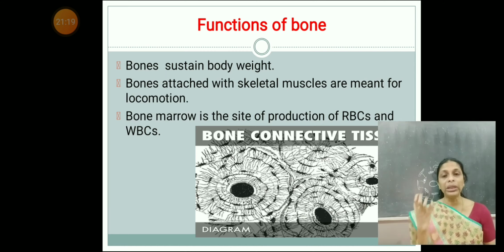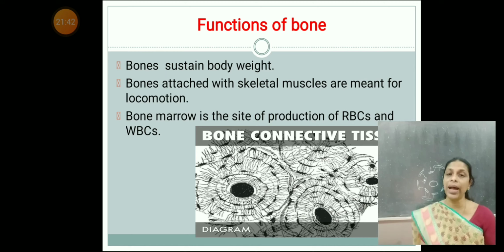So it is in the bone marrow that the RBCs and WBCs will be produced. Is it clear? So these are the main functions of the bone. Of course, you can write that bones provide a structural framework to the body, right? Bones sustain the body weight. Then bones along with skeletal muscles help in movement or locomotion. Then bone marrow is a site of production of WBCs and RBCs. Hope that is clear? Right.